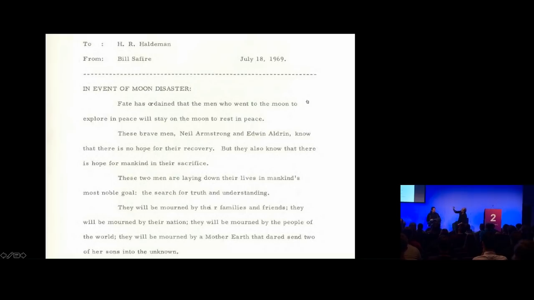And one of the most interesting things is actually that lovely closing sentence right at the end. They will be mourned by a Mother Earth that dared send two of her sons into the unknown, which is kind of lovely. The speech goes on, but it's less exciting after that.